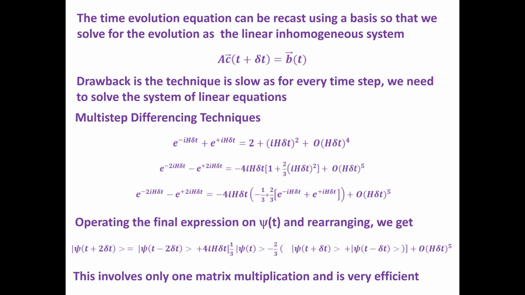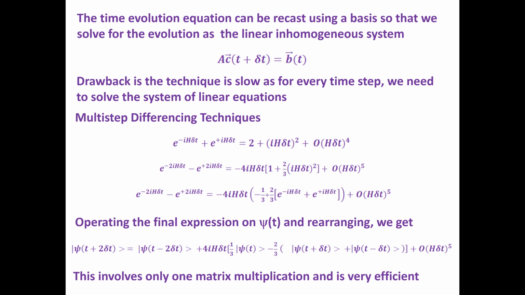And you have here 4 times IH delta t by 2 times this quantity, which is actually propagating that wave function by t plus delta t and t minus delta t. Okay. And the error is of the order of H delta t to the power 5. So what are you seeing here? If you know the solution at t minus 2 delta t, t minus delta t, and t plus delta t, then you can actually get the solution as psi at t plus 2 delta t, correct to order H delta t to the power 5, by simple multiplication.